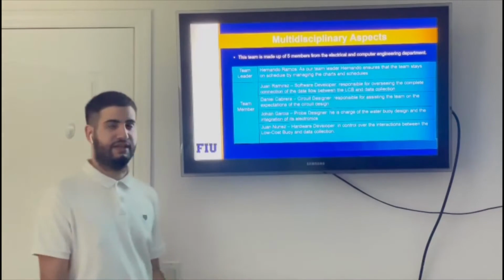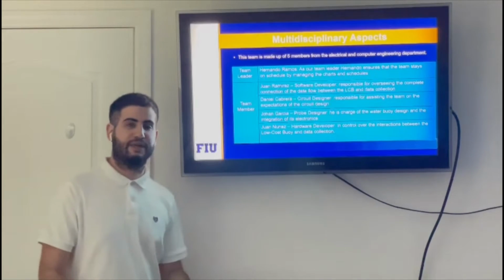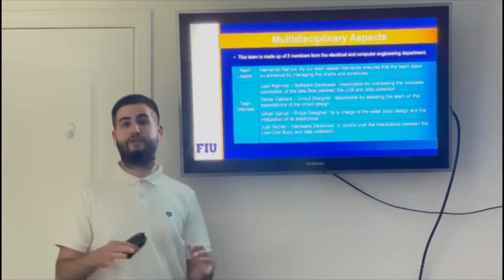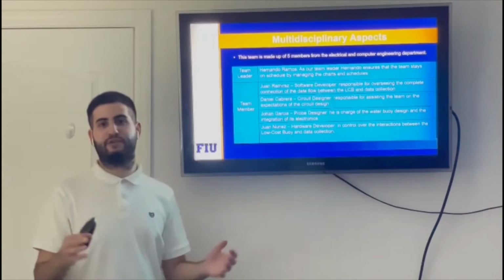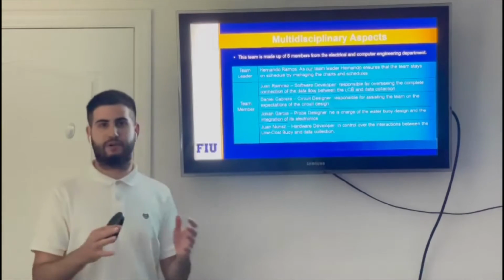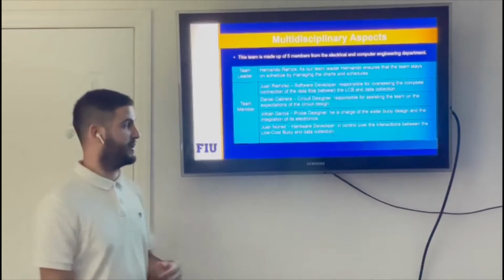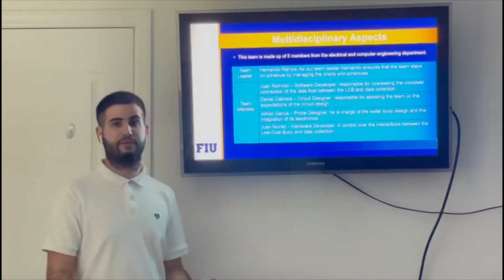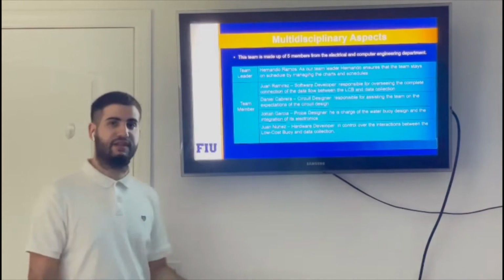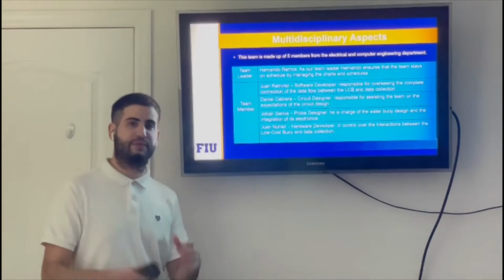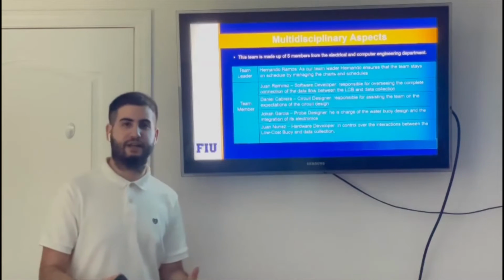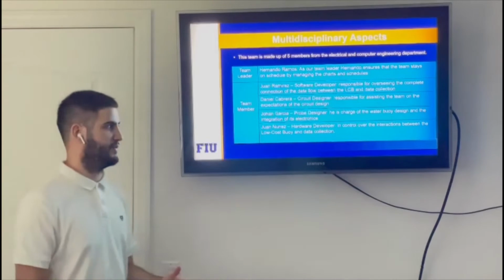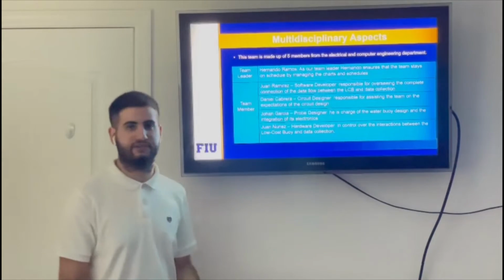Johan Garcia, he's our product designer in this team. He's in charge of making the shape of the water buoy and deciding where the sensors go. And then lastly, myself, Juan Nunez, I'm going to be working as the hardware developer for this project, basically tasked with doing the pinouts for the Raspberry Pi and how they connect to the sensors, and basically how everything interacts together.